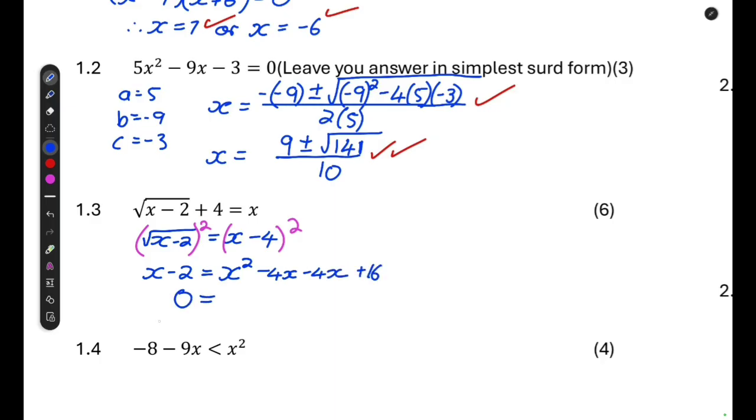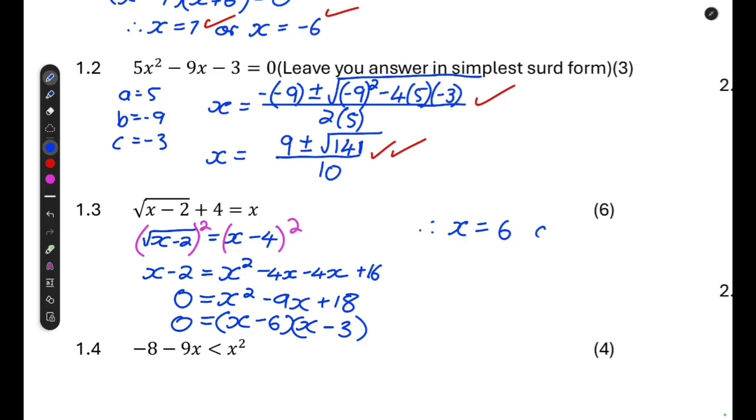Now I want all the terms on the right. So x squared, and then I have minus 4x minus another 1x, so minus 9x, and that gives me a plus 18 on the other side. Now I can just break it up into 2 brackets, and I can see this is going to be x and x, and then minus 6 minus 3. Okay, I just ran out of space, so I can now say, therefore, x is equal to 6, or x is equal to 3.